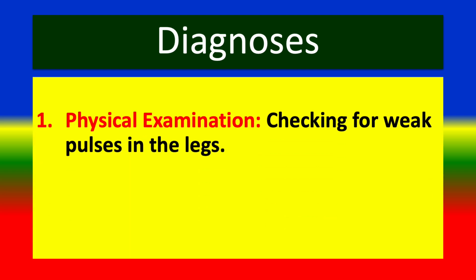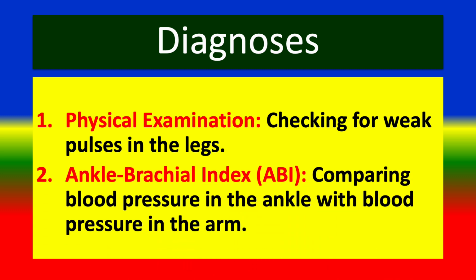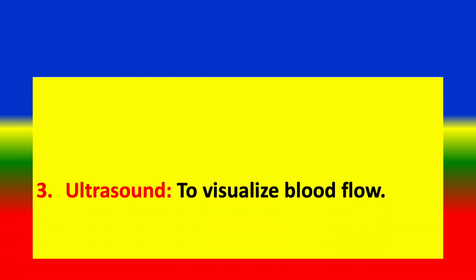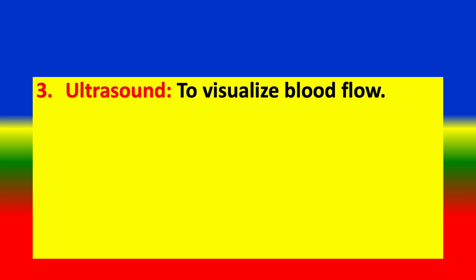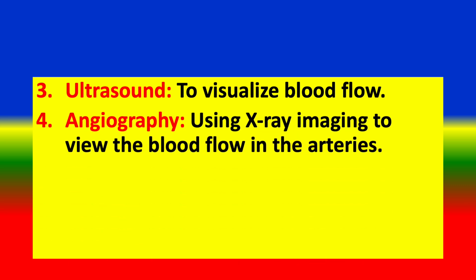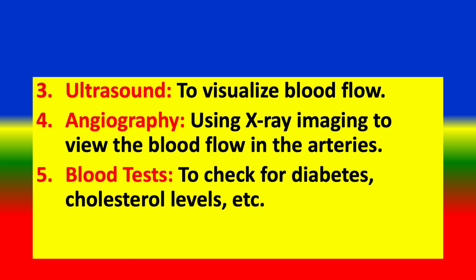Diagnosis. 1. Physical examination, checking for weak pulse in the legs. 2. Ankle brachial index, ABI, comparing blood pressure in the ankle with blood pressure in the arm. 3. Ultrasound to visualize blood flow. 4. Angiography using X-ray imaging to view the blood flow in the arteries. 5. Blood test to check for diabetes, cholesterol levels.